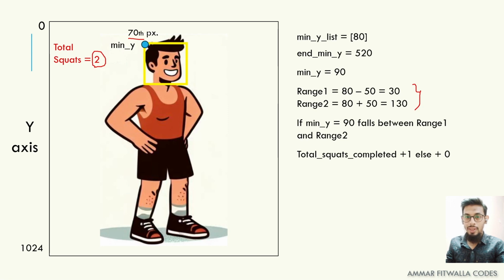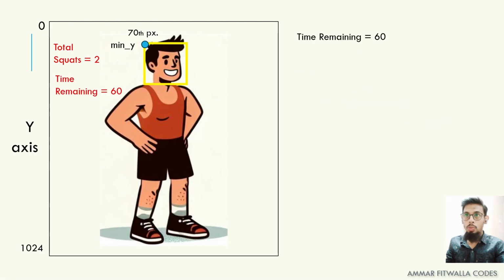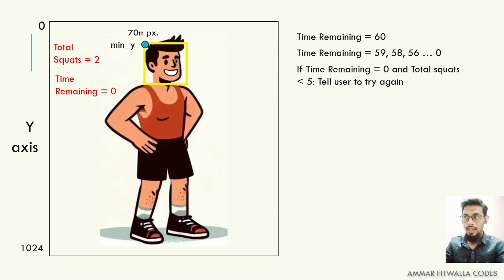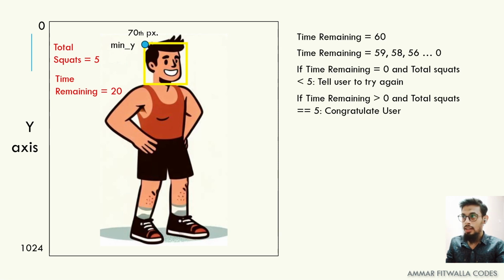Okay, so this is the logic that we will implement, and along with this we will give the user a limited time of 60 seconds to perform 5 squats. Okay, so the user has to complete 5 squats in 60 seconds. Okay, with each second that passes by we will decrease the remaining time, like this until it reaches 0. If it reaches 0 and still the user has not completed the 5 squats, then we will tell the user to try again. Okay, but if the user completes 5 squats within 60 seconds, then we will congratulate the user.